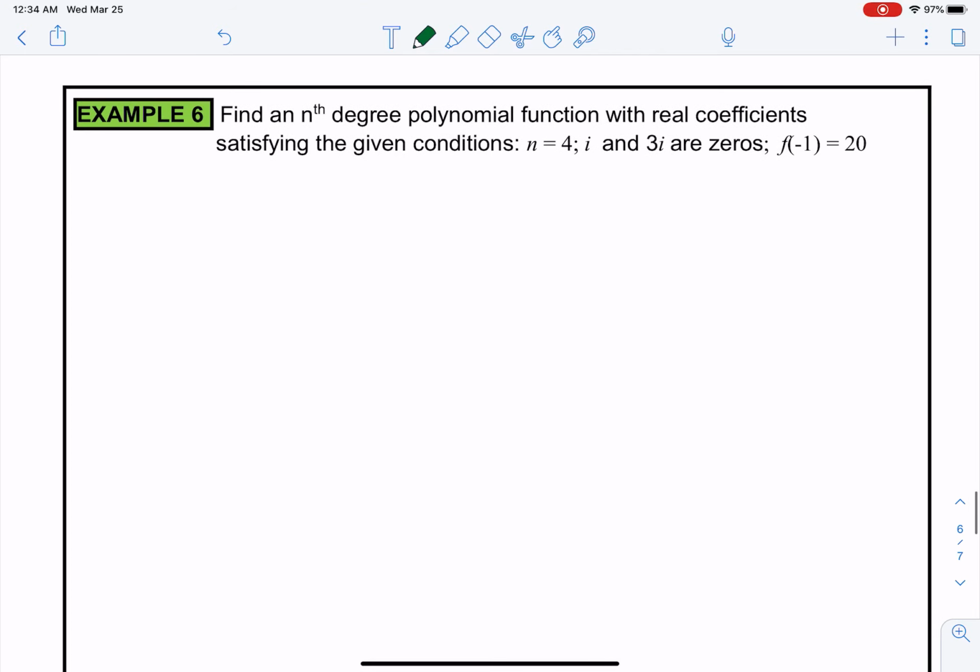So here in example 6, we have a fourth degree polynomial that we have to find because n is 4. The zeros are i and 3i. So i is a zero, which would imply x minus i is a factor. And its conjugate has to appear, so negative i is also a zero, which would imply x plus i is a factor.